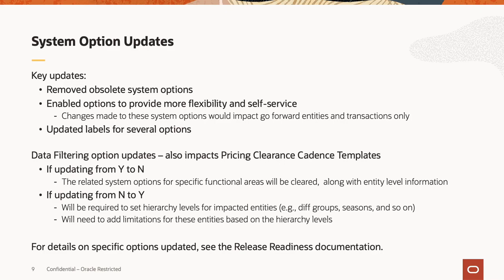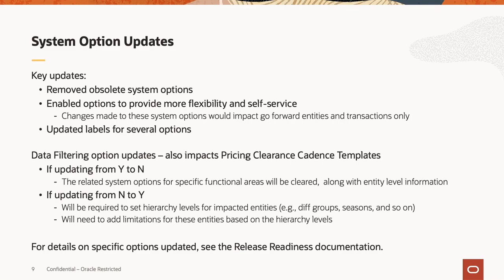However, there is one set of system options that were enabled that have a slightly larger impact, which is those used for data filtering. If the data filtering system option is changed from yes to no, then the filtering that limits items, locations, or hierarchy levels from being displayed to users based on data filters defined will no longer be applied. The hierarchy level system options will also be cleared from each filterable entity for both merchandising and pricing, and the hierarchy values associated with these entities will be removed, making them available for use by all users.